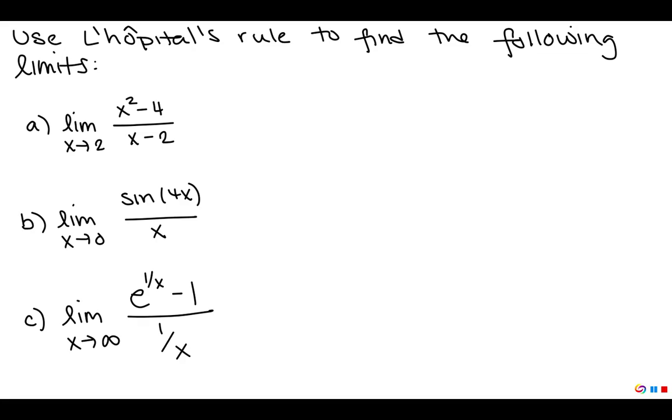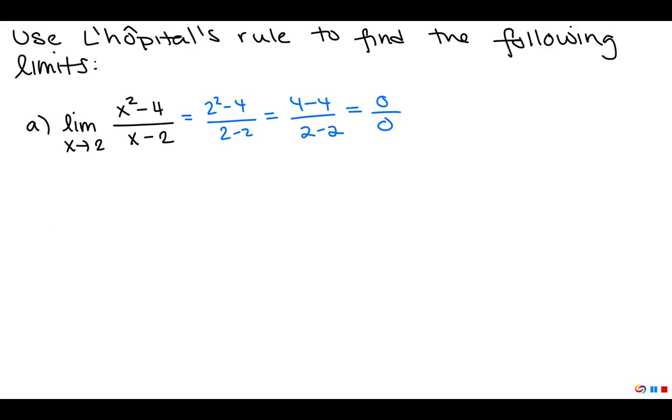So we're going to use L'Hopital's rule to find the following limits. Let's start with part A. We want to find the limit as x goes to 2 of (x squared minus 4) over (x minus 2). Now there's more than one way to do this problem, but I want to show you this problem with L'Hopital's rule. So the very first thing I'm going to do is plug the 2 in. I want to see if I get an indeterminate case, because L'Hopital's rule only works when you get 0 over 0 or infinity over infinity.